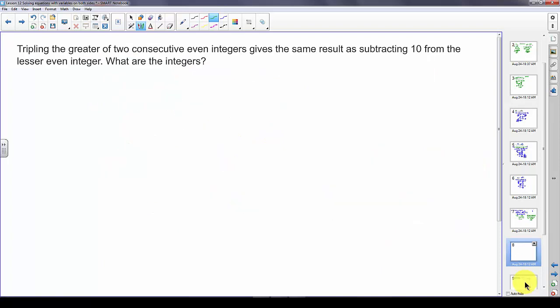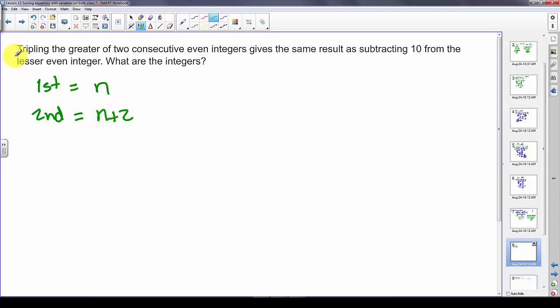It says tripling the greater of two consecutive integers. Well, before I even start, I'm going to list my two consecutive even integers. The first, we always say, is our unknown n. And then the second is its consecutive even. Consecutive evens are like 2, 4, 6, 8, 10. Those are all 2 apart from each other. So that's n plus 2.